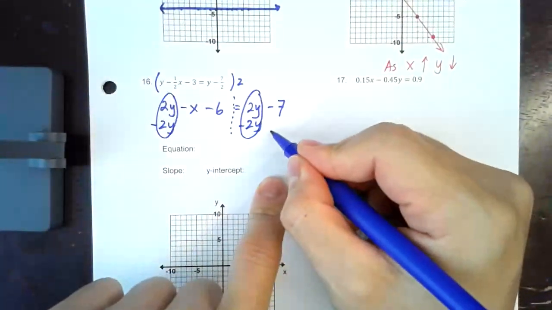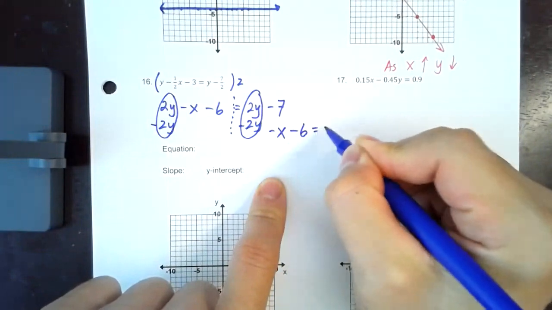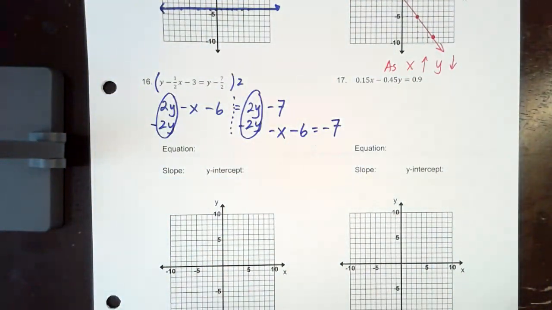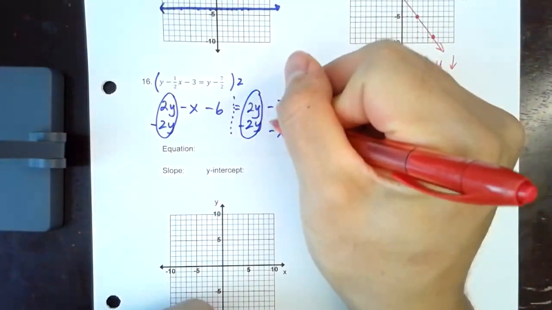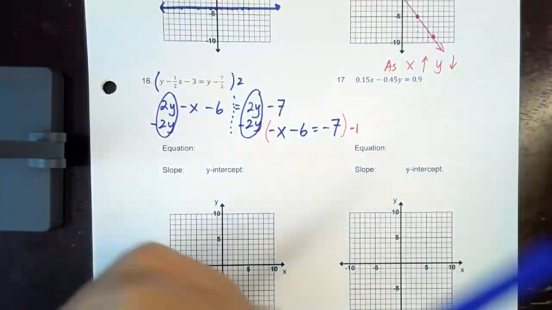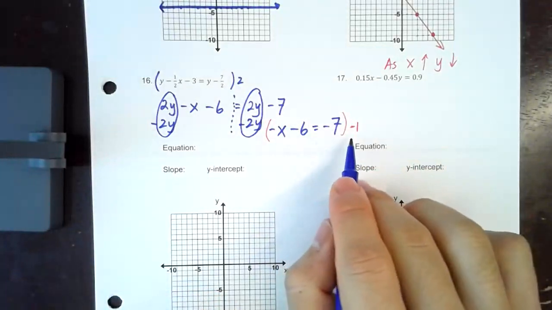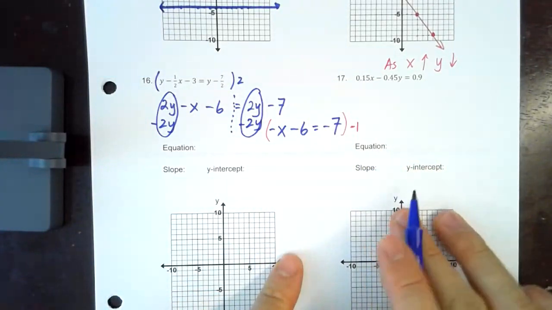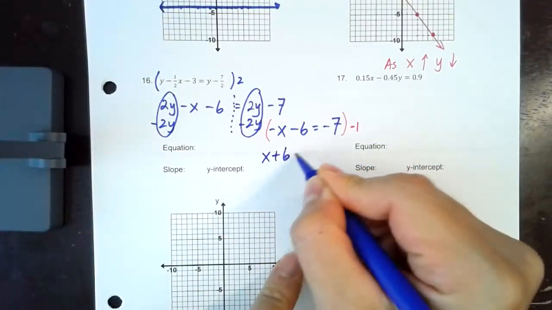You then get negative x minus 6 is equal to negative 7. So what's interesting about this is all three terms are negative. So essentially, I can multiply the entire equation by negative 1 and make them all positive terms, right? x plus 6 is equal to 7.